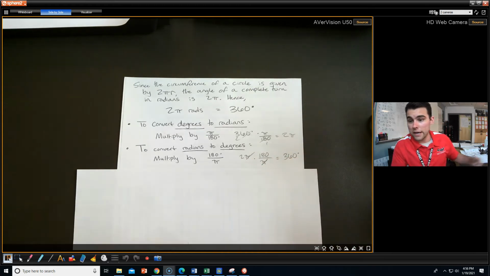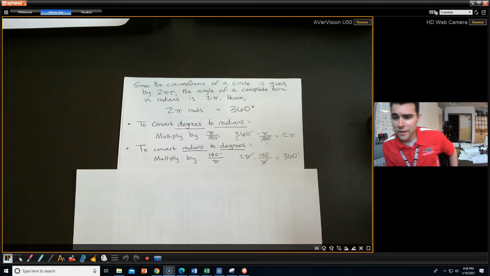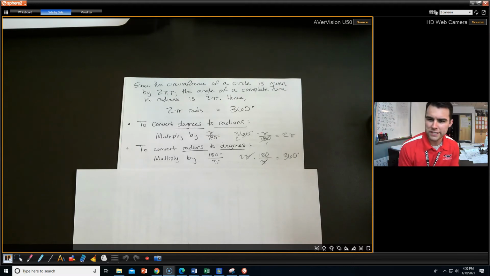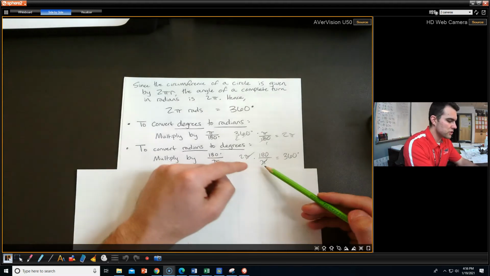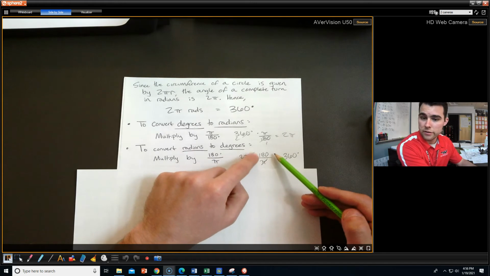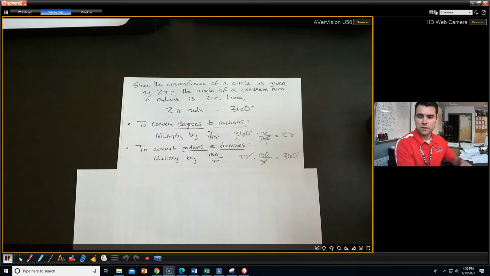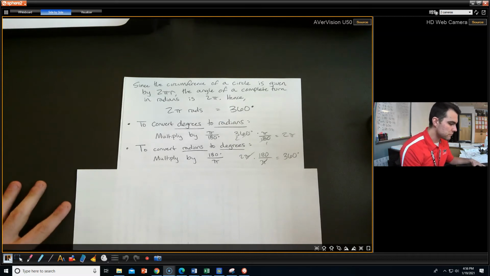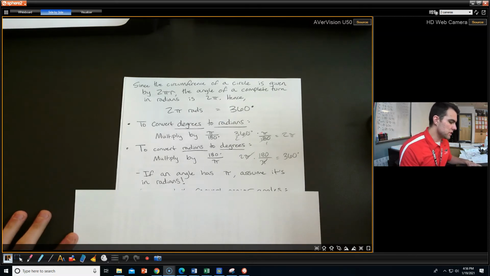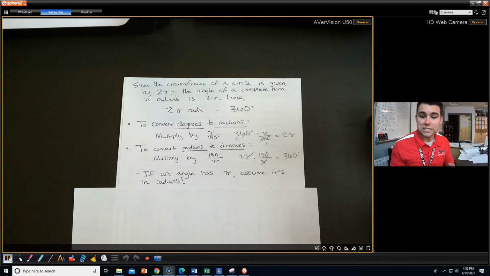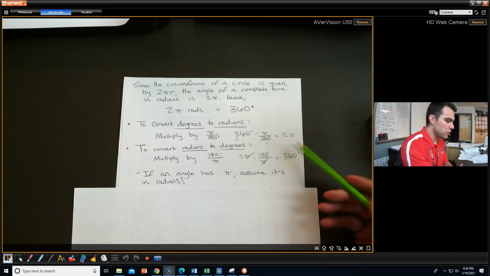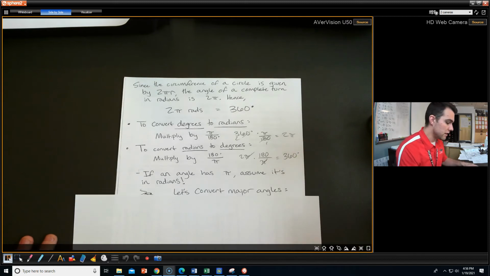It's a conversion factor. Your units, like we did with physics, will actually cancel out, and you'll be left with degrees, or they'll cancel out and you'll be left with radians. So that's kind of how it works out, and we're going to get practice using that. If an angle has pi in it, assume it's radians, just right off the bat. Most of the time it's going to have pi; in fact, all the times you encounter it in this class, you will.